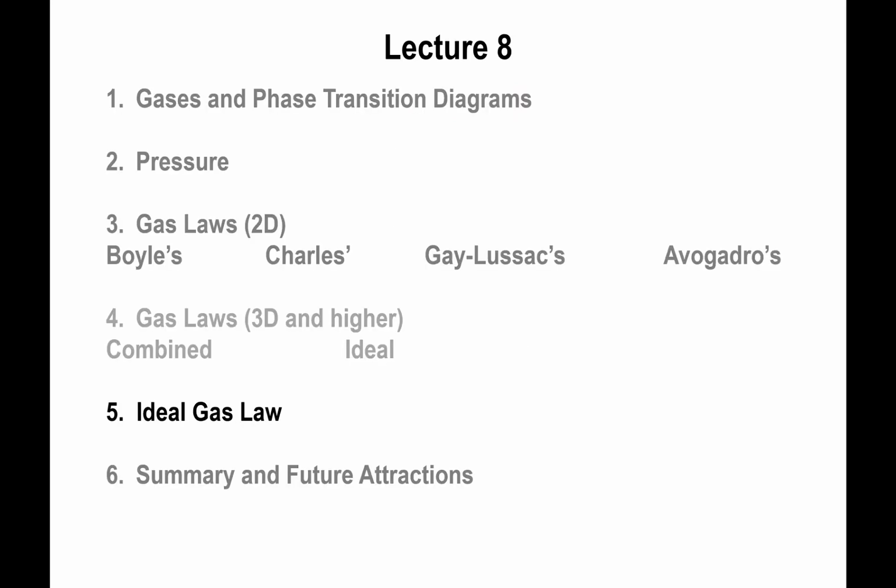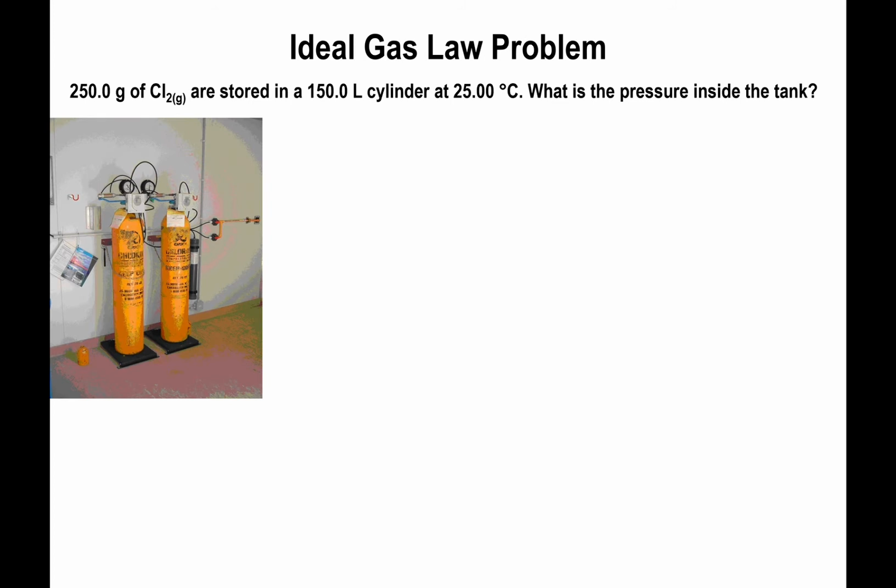All right, now let me show you an example of how we go about solving for something using the ideal gas law. And then I'm going to show you a set of derivations, and that will finish this video. All right, so here goes. We are being told that we have these cylinders of chlorine gas, 250 grams worth of chlorine gas stored in this cylinder. The cylinder is 150 liters in volume, and the cylinder itself is stored at room temperature, 25 degrees Celsius. What I want to find out is the pressure inside the tank.